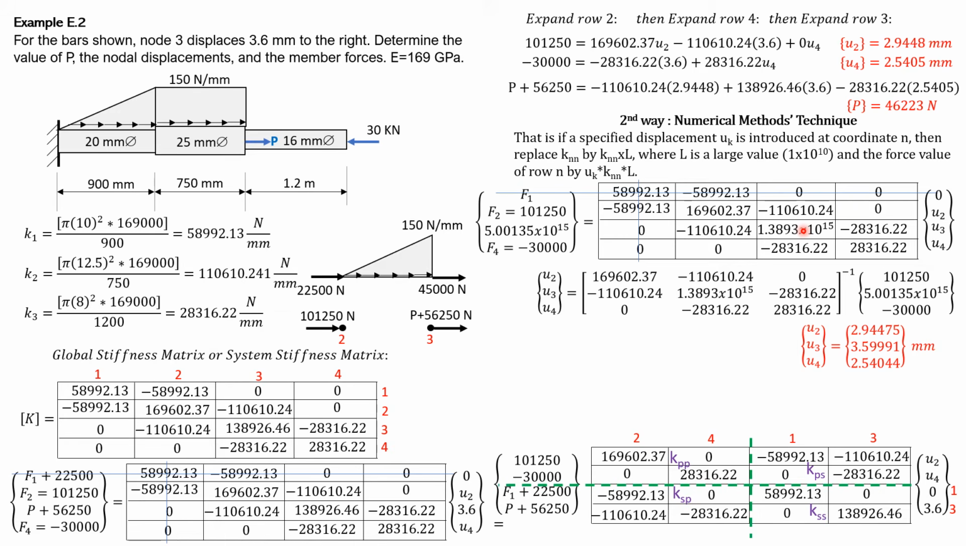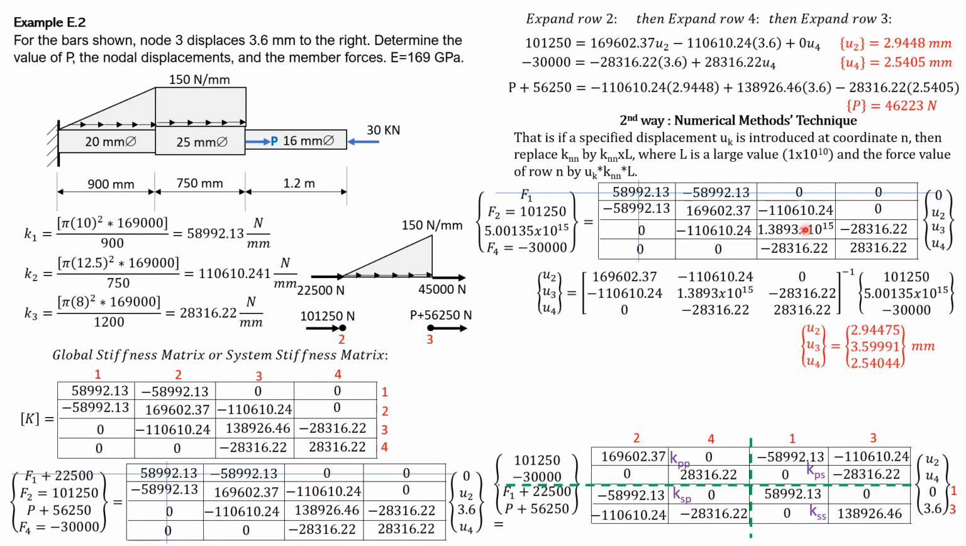replace K33, the stiffness of K33, by the stiffness of that matrix multiplied by a very large value. So how large? I suggest that that large value is 10 to the 10, or 1 times 10 to the 10. You can make it 1 times 10 to the 20 if you want, but that's enough. This is already sufficiently large, 1 times 10 to the 10.